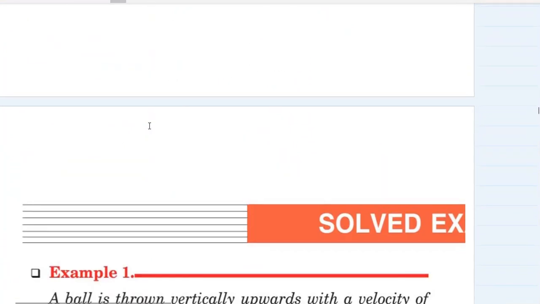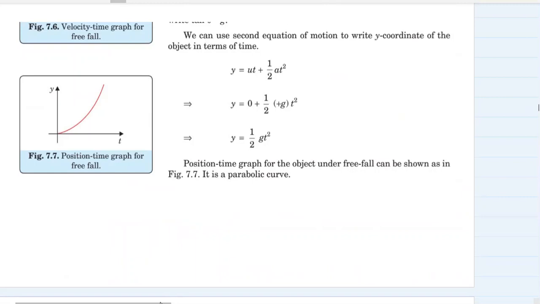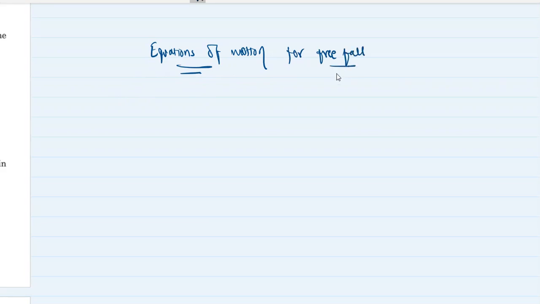And what we can do is convert the three equations of motion to suit the motion under gravity, that is free fall. So the equations of motion get transformed into the following for free fall, that is, motion under gravity.